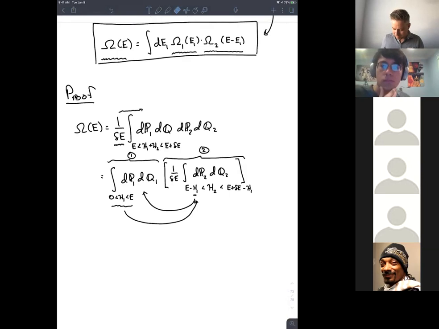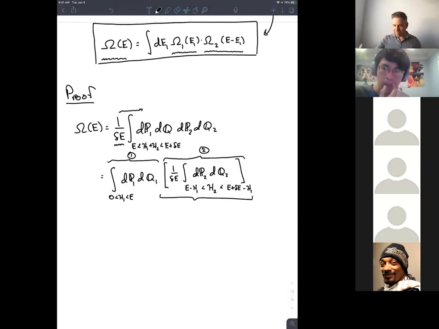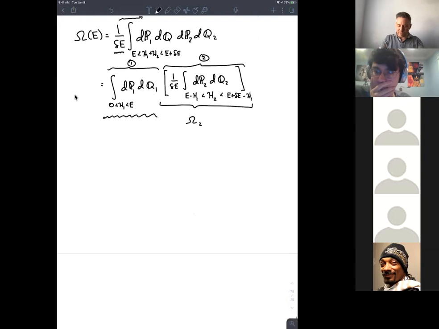Now let me erase all this superfluous material. This second integral here is the density of states of system 2. Now we just need to play with this a little bit. What this says is that I have some phase space volume, and I am integrating over energies from 0 up to whatever the total value of the system energy is.